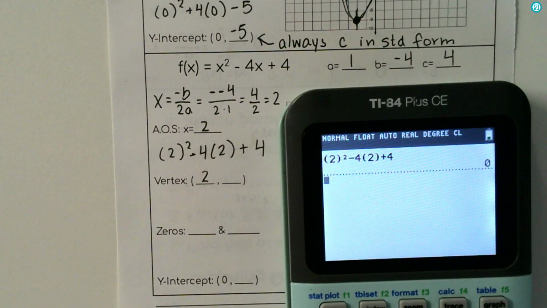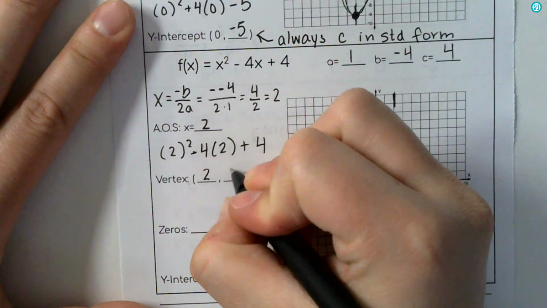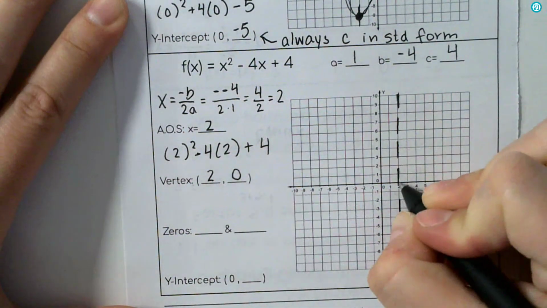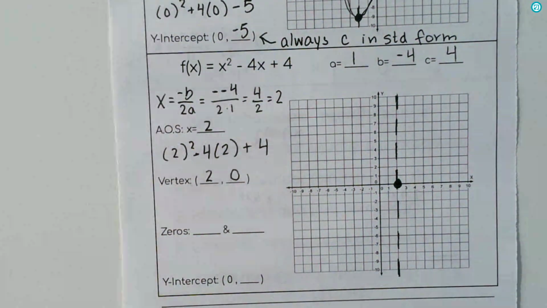Okay, so I also got 0. So that means our vertex is 2, 0. So that is correct. Our vertex is 2, 0. So this right here is our vertex. That's going to be the middle of our graph.